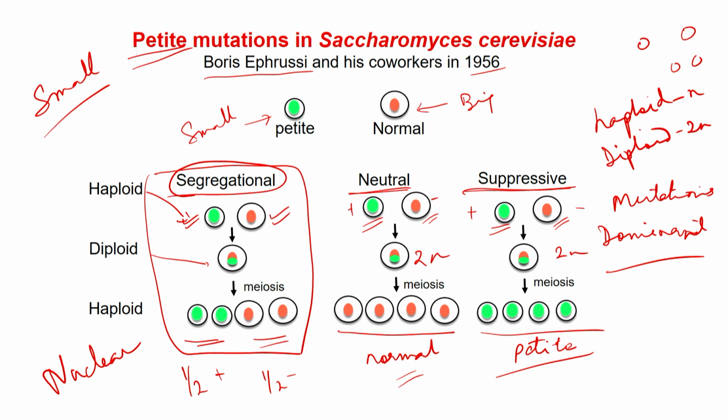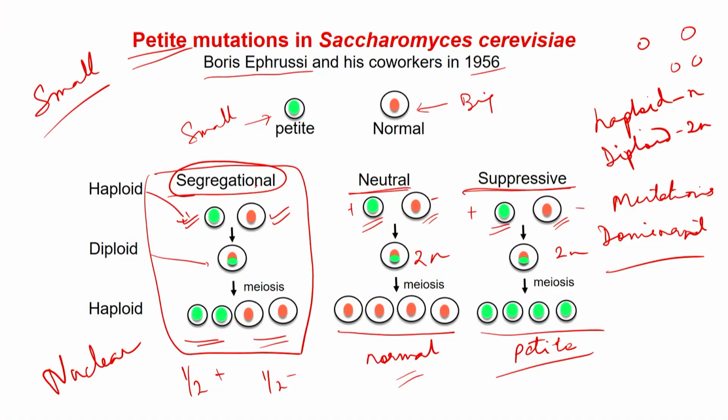This mitochondria over here has a lot of mutations, and these mutations have a dominant effect. They have a dominant effect, and so therefore, you see all the progeny that is coming from the suppressive mutants are Petite. So, you have 3 different kinds of mutations which show Petite phenotype. They are segregational, neutral and suppressive.